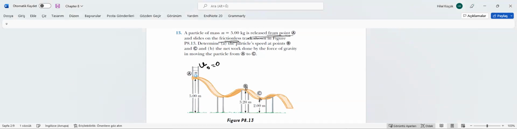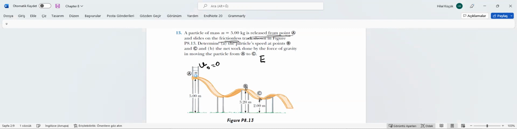Frictionless, I love this part. Determine the particle's speed at points B and C. Can I use that total energy is conserved? Can I use this way? Yes, of course. You can use that one.